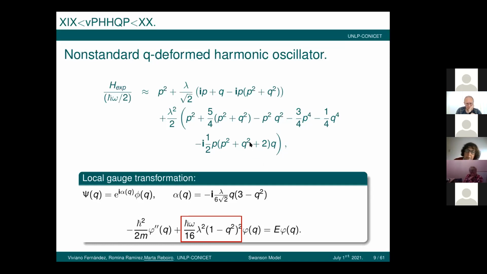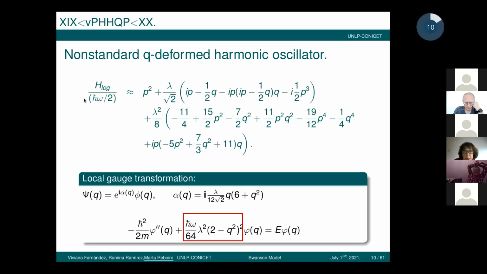At that point in time, we were not interested in the dynamics of the problem, but we wanted to prove our answer, that the deformation really induces interactions. And we were pretty happy when we found that with this local gauge transformation, we can map this Hamiltonian into a kinetic term and a potential in powers of Q up to 4. We found the same structure for the logarithmic mapping.